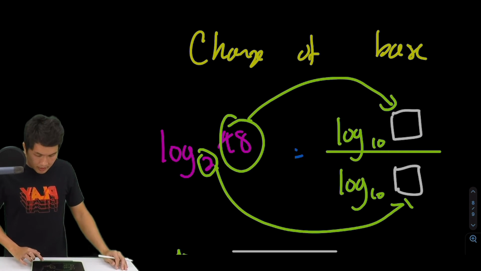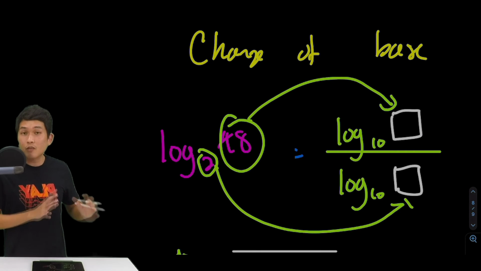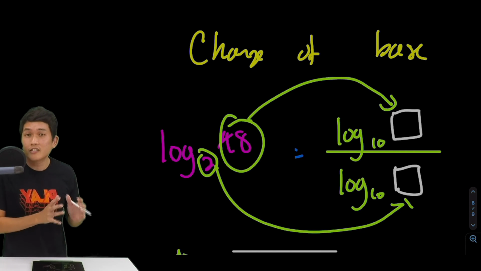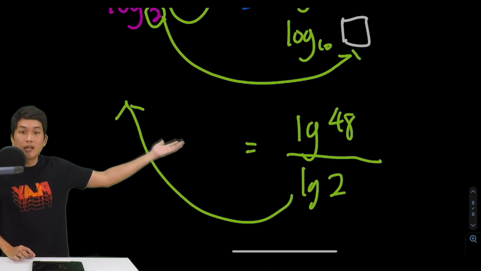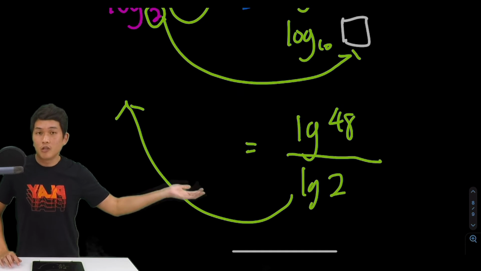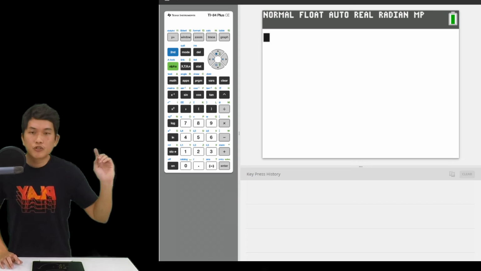Okay, so what that means is that log base 2 of 48, something that we could not previously calculate on a calculator, we can now, because our calculator can handle log base 10. So this is what you want to input into your calculator: log 48 over log 2. On my calculator, it looks a bit different. Let me show you.